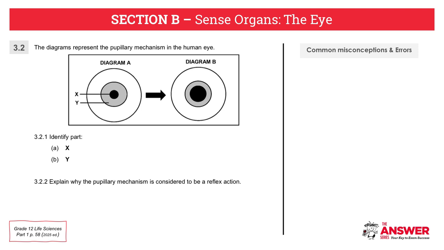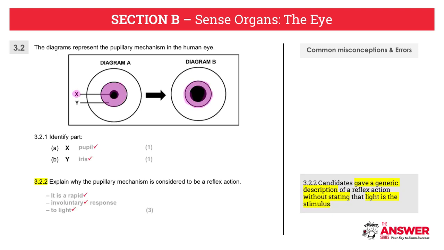Question 3.2, the diagrams represent the pupillary mechanism in the human eye. You need to identify part X and Y. So part X is the pupil and part Y is the iris. You can see that that structure changes between diagram A and B, and the fact that the question talks about the pupillary mechanism tells you that these structures that are changing size and shape are the structures involved in the pupillary mechanism.